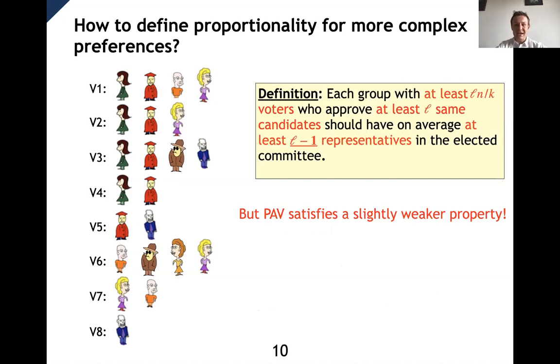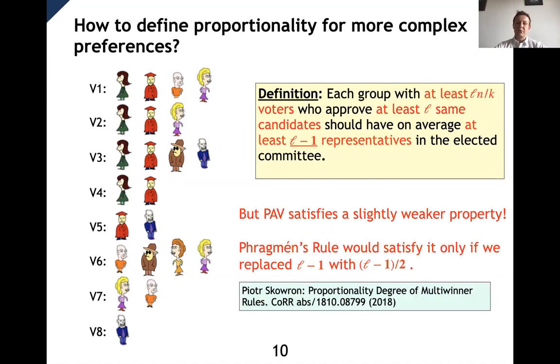However, if we slightly relax this property and require that an L-cohesive group of voters should be given on average at least L-1 representatives in the elected committee, then this property can be satisfied. And interestingly, PAV is a rule which satisfies this property. Further, if we relax this property even more by requiring that the group of L-cohesive voters should be given on average (L-1)/2 committee members, then this property would be satisfied by Phragmén's rule. So these arguments can be interpreted as follows: PAV is twice more proportional than Phragmén's rule.